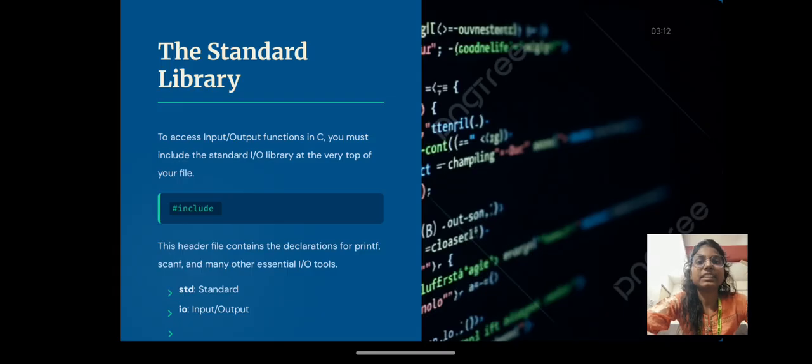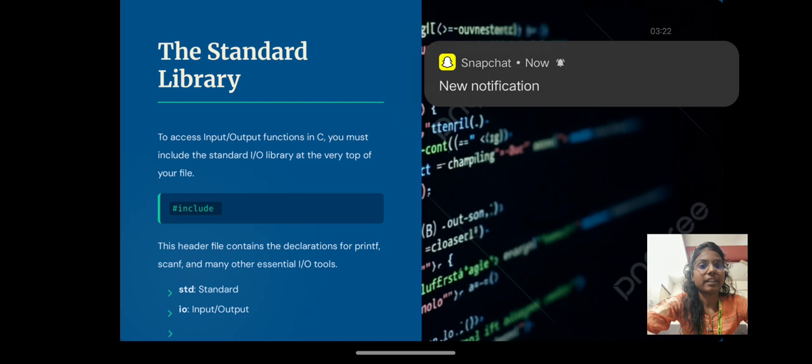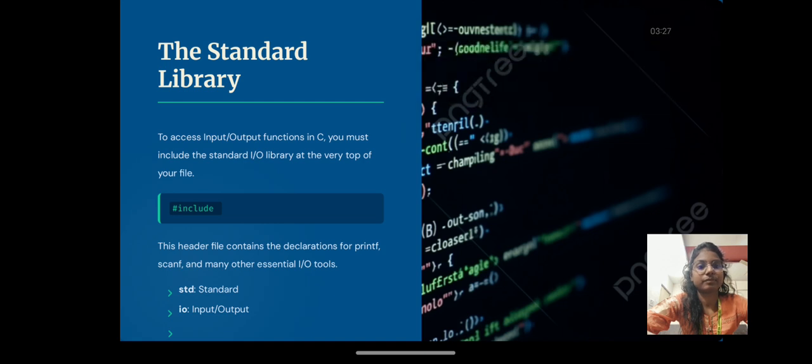The standard library. To access input or output functions in C, you must include the standard input and output library at the very top of your file. C is a very small language. It does not know how to talk to a keyboard by default. We have to import the ability.